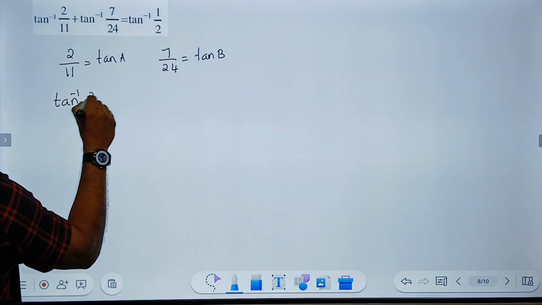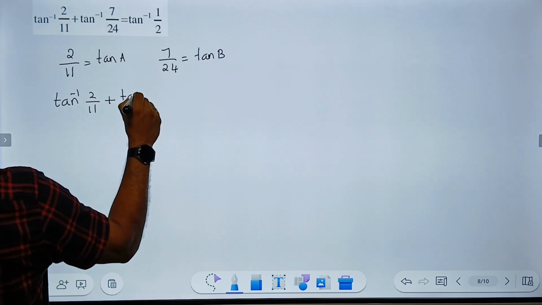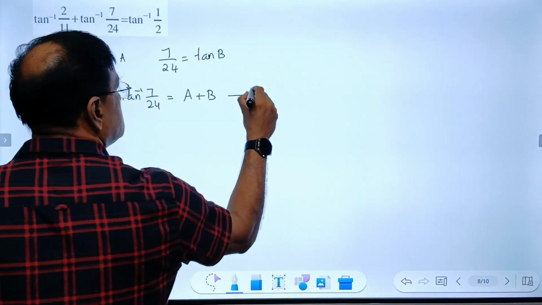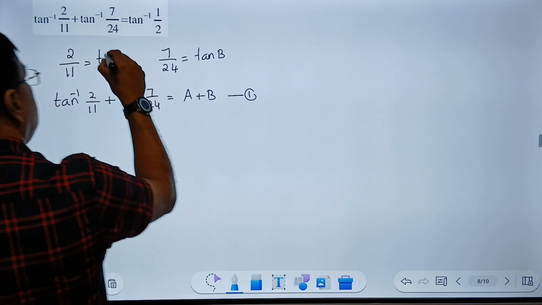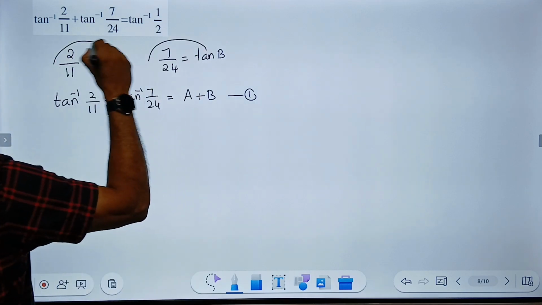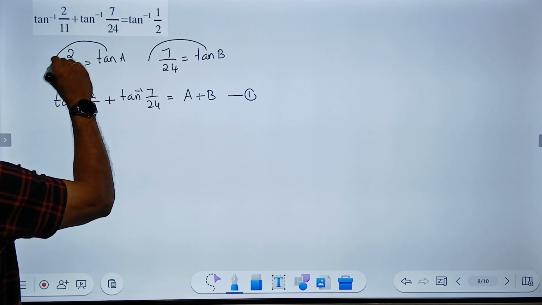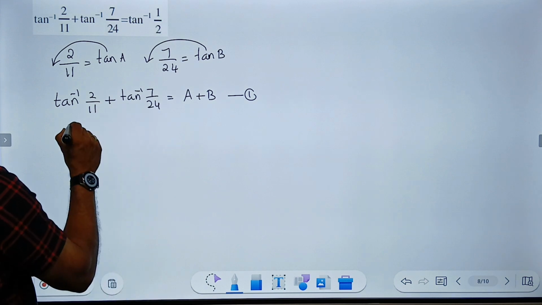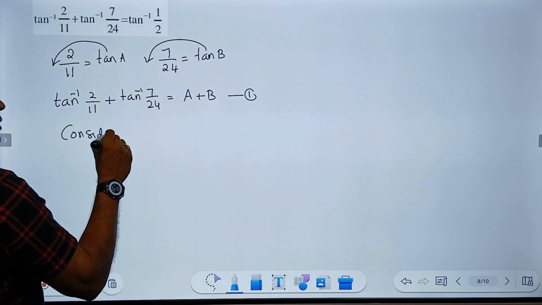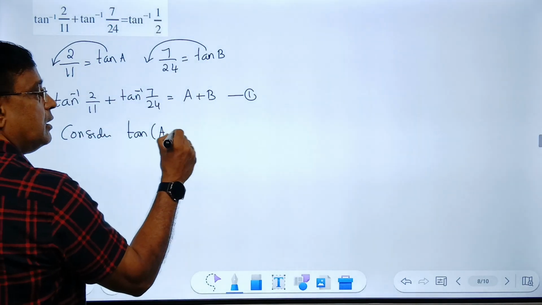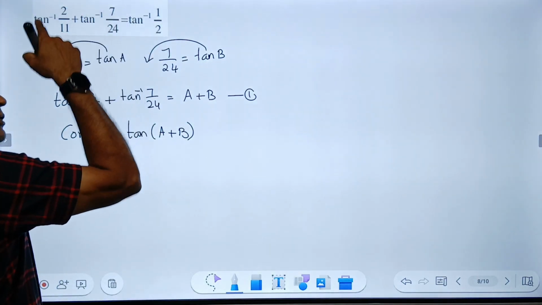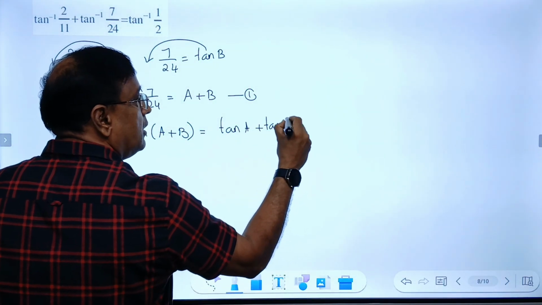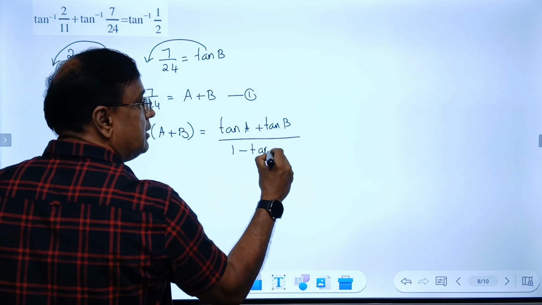So now what do you get? Tan inverse of 2 by 11 plus tan inverse of 7 by 24 is nothing but A plus B. Call this as 1. Now, I want to prove it's equal to tan inverse of half. So, what I should do? Consider tan A plus B. I will take tan A plus B because I want to prove tan. So what is the formula? Tan A plus tan B divided by 1 minus tan A tan B.